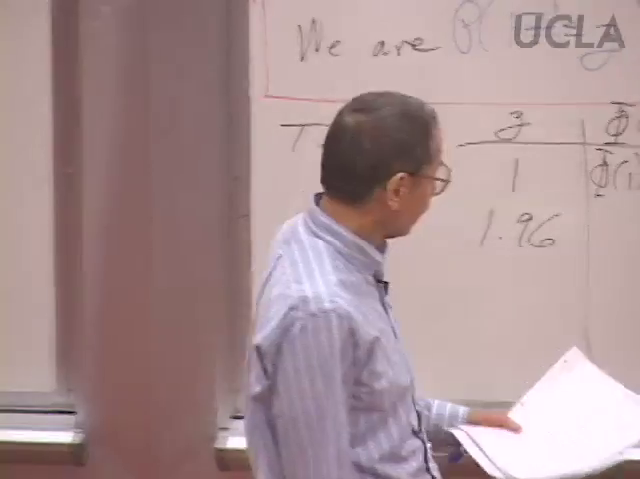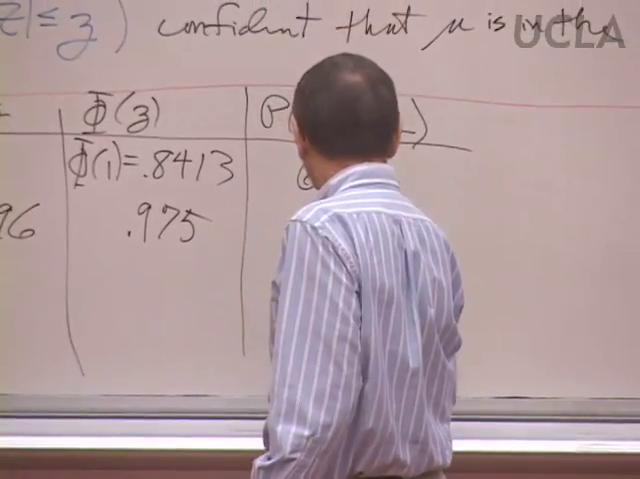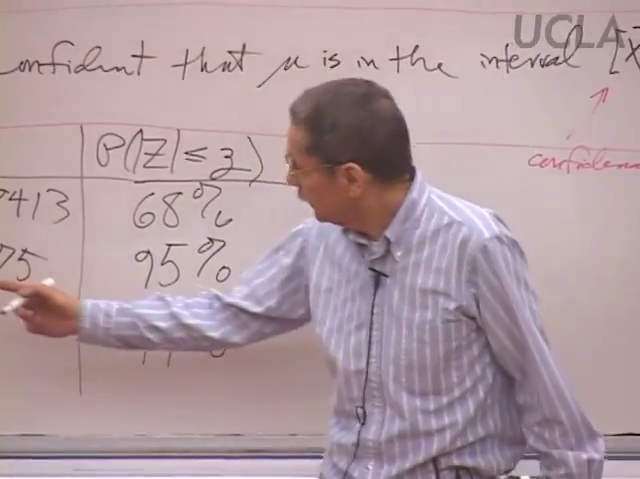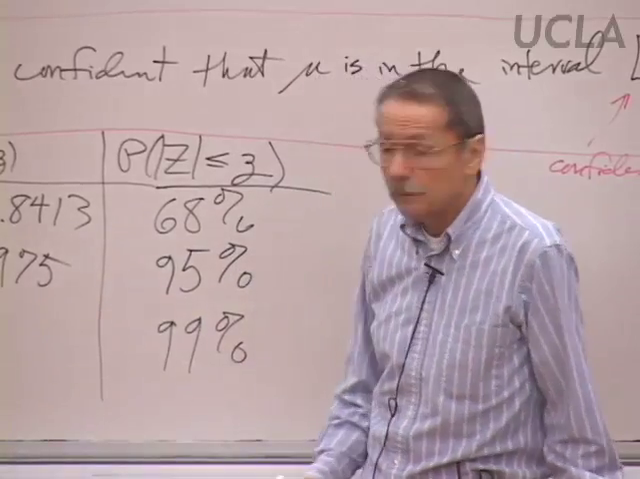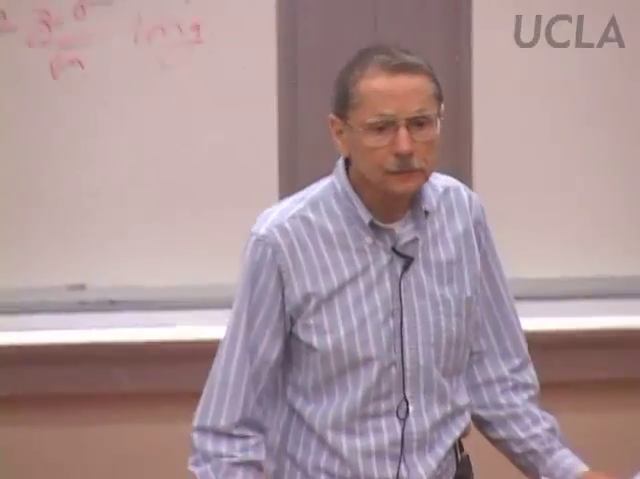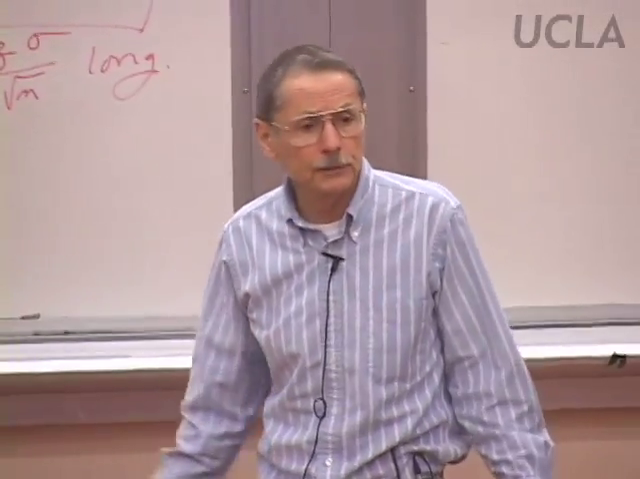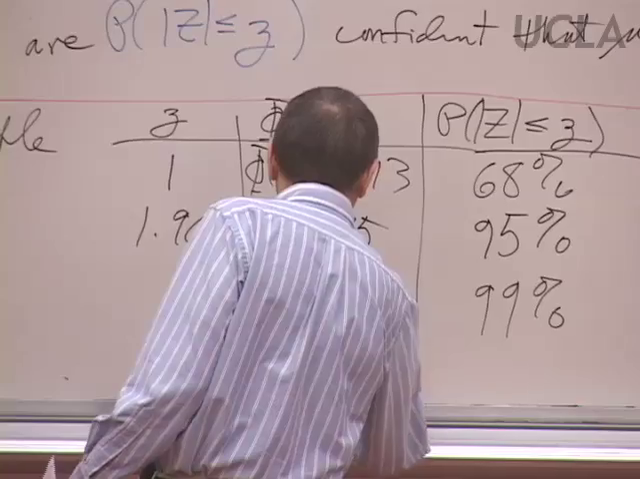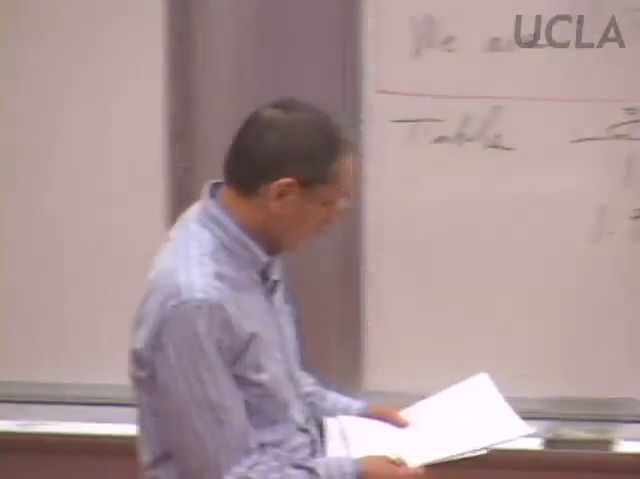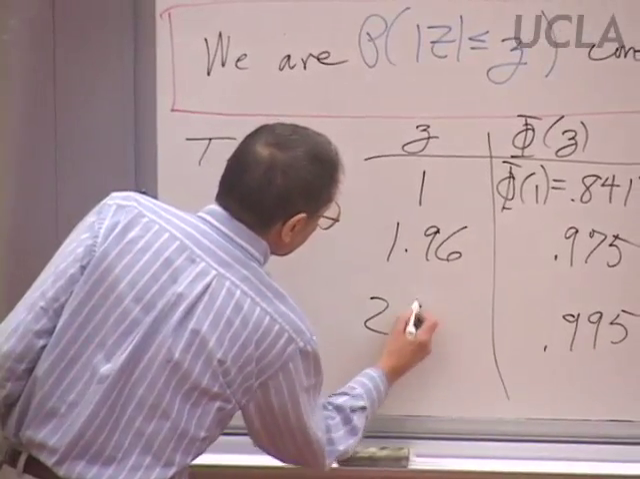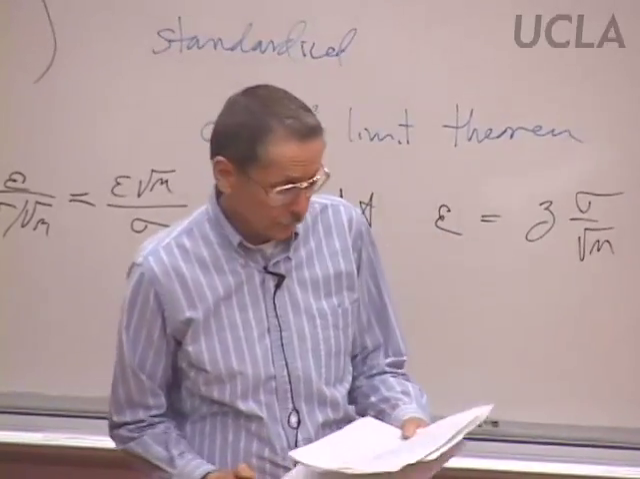Well, let's do one more. What if we want 99% confidence? Okay, so we need a z value, phi of which is 0.99 plus the left tail. So the two tails together are 1%. Each tail is 0.5%. So we need a z value with phi of 0.995, and the closest, we look in our table to two decimal places, it's 2.58.